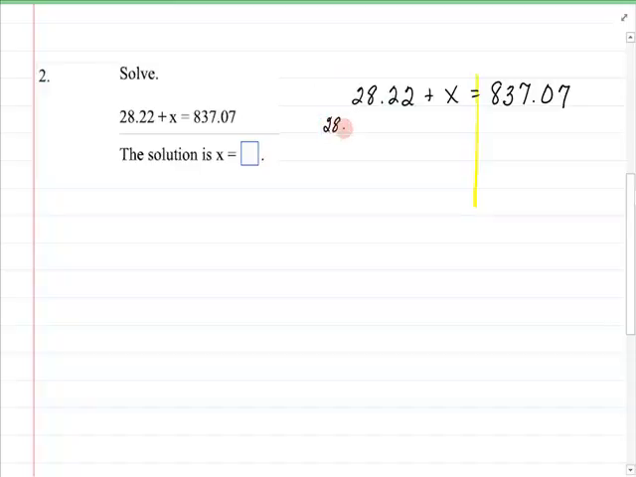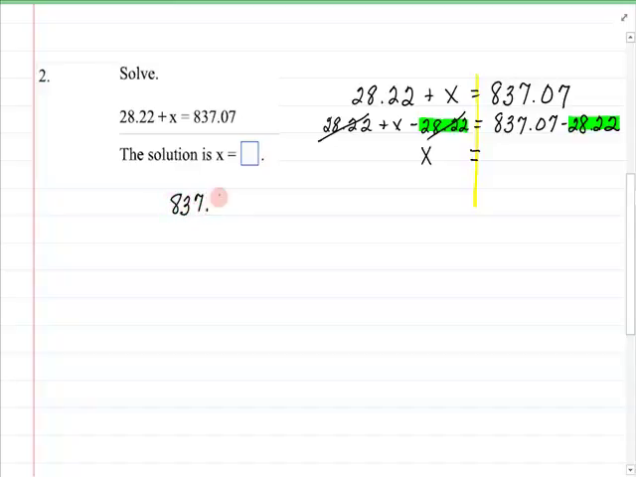So I have 28.22 plus X, and I'm going to subtract 28.22. But if I do that to the left side of an equation, I have to do it to the right side. So I have subtracted it from the left and I have subtracted it from the right. Those cancel out, leaving X, and I need to do that subtraction. I have 837.07 and I'm subtracting 28.22.